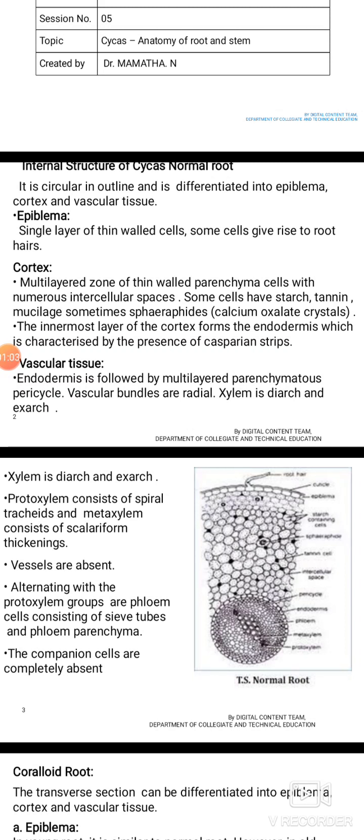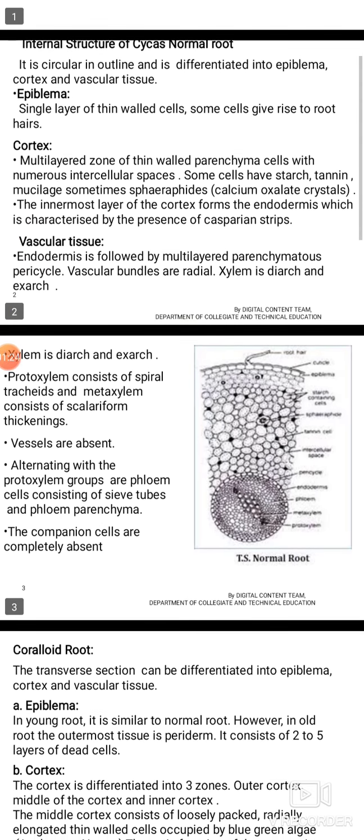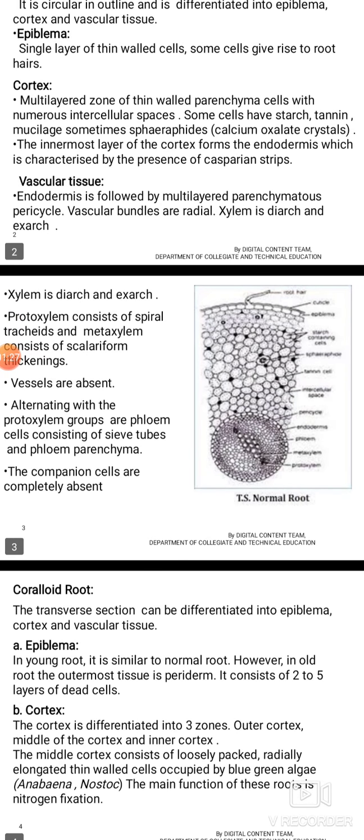Coming to the vascular tissue. The endodermis is followed by multi-layered parenchymatous pericycle. The vascular bundles are radial and xylem is diarch and exarch. The protoxylem consists of spiral tracheids and metaxylem consists of scalariform thickening. Vessels are absent. Alternating with the protoxylem groups are phloem cells consisting of sieve tubes and phloem parenchyma. Companion cells are totally absent.